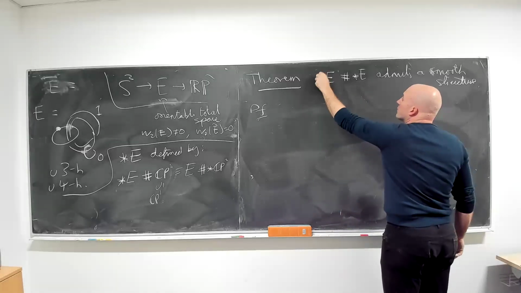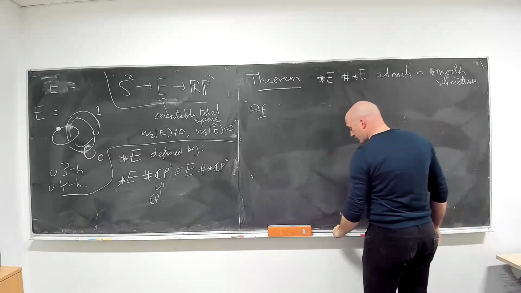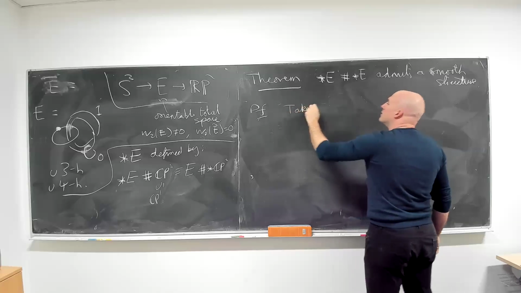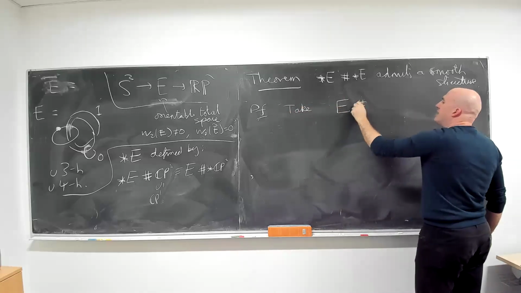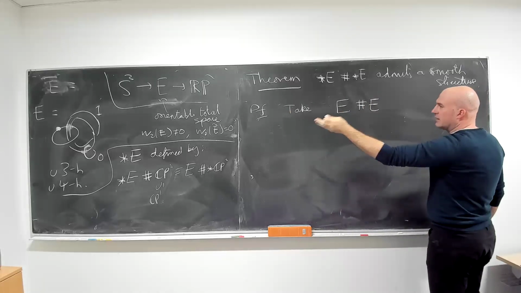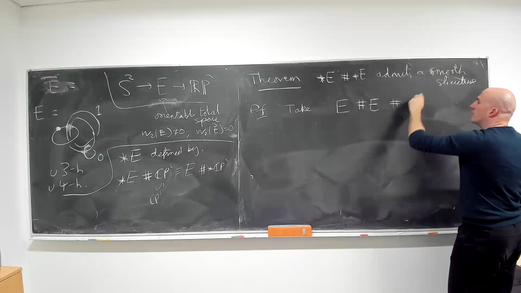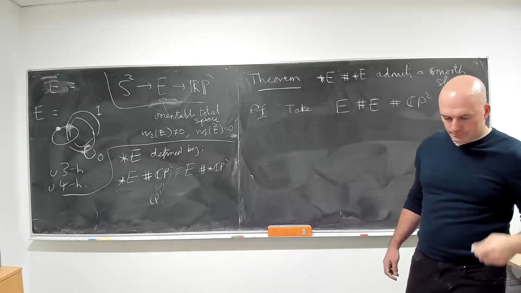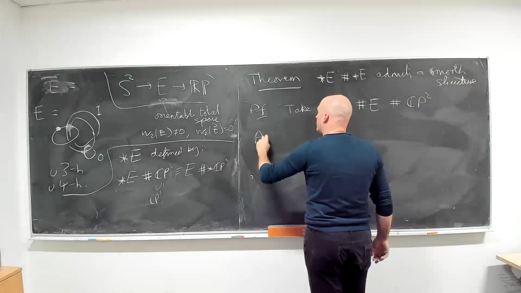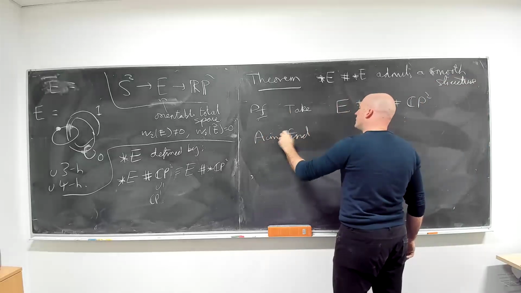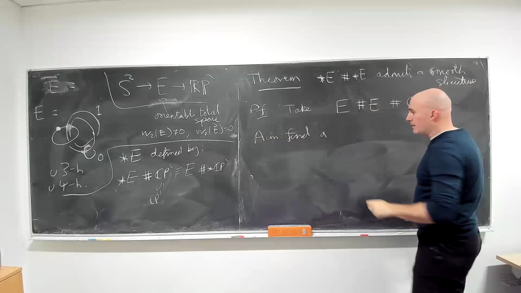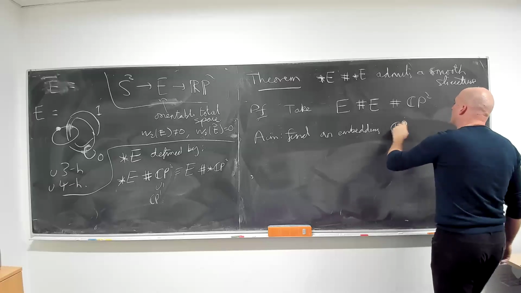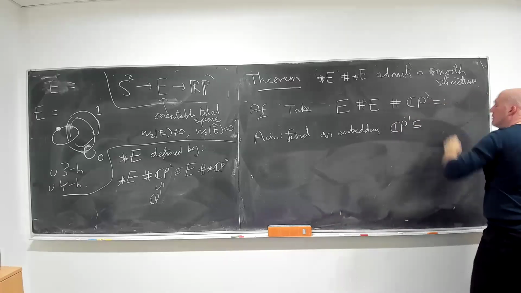I'll mention something about how we do this, then I'll pause. So we start with, it involves CP2s again. So we take E, connect sum E. We know that manifold very well. It's a nice smooth manifold, and we take a connect sum with CP2. And the aim is to find an embedding, similar to before, of CP1 in this manifold.